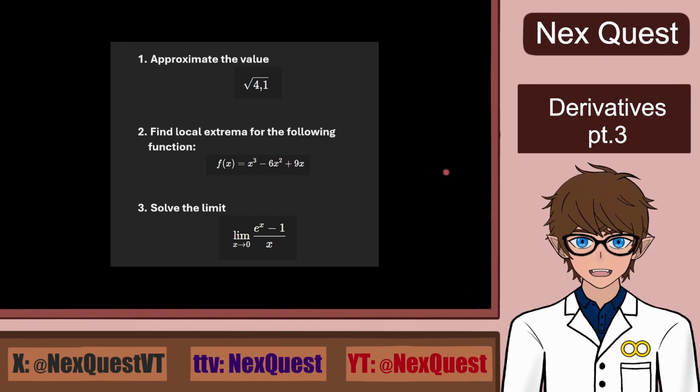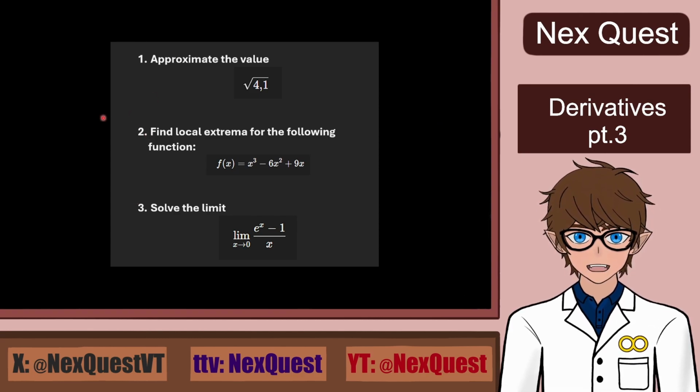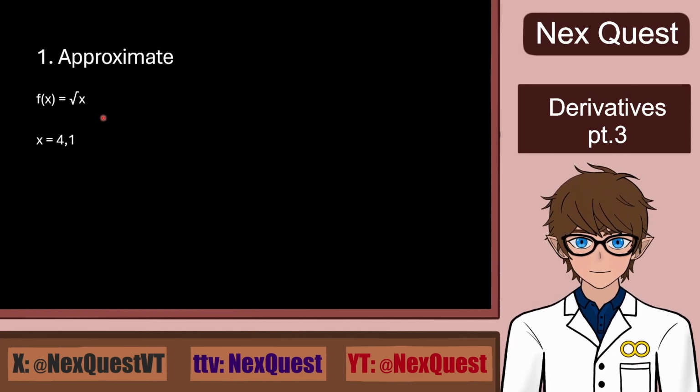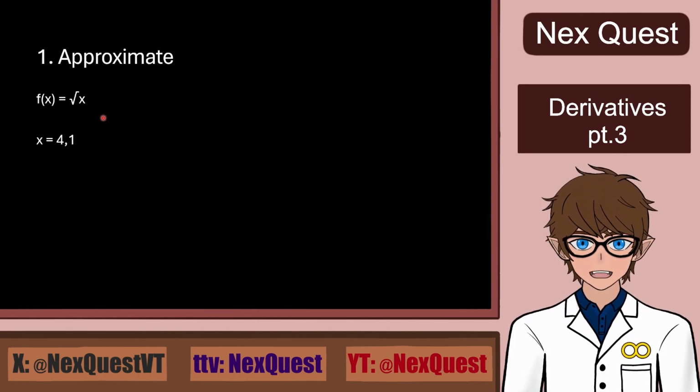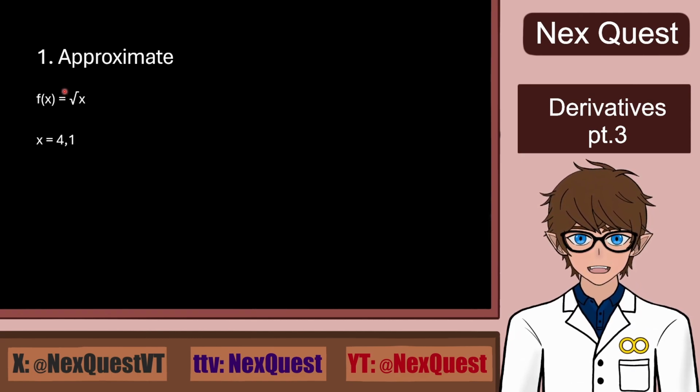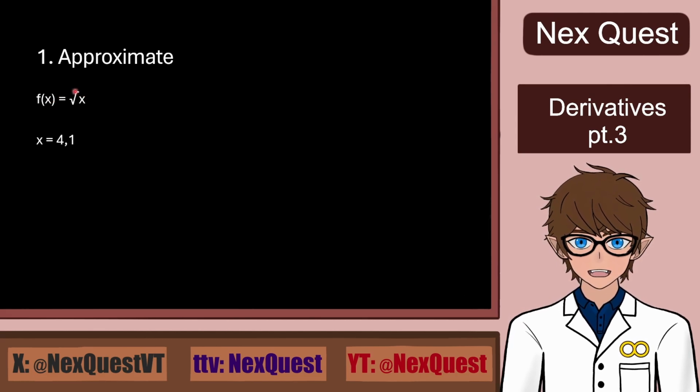So here is the mini test for those of you who came to just solve it. And let's get right ahead into the process of solving. So we had to approximate the value. Our function is square root of x, and we need to approximate the value at x equals 4.1.